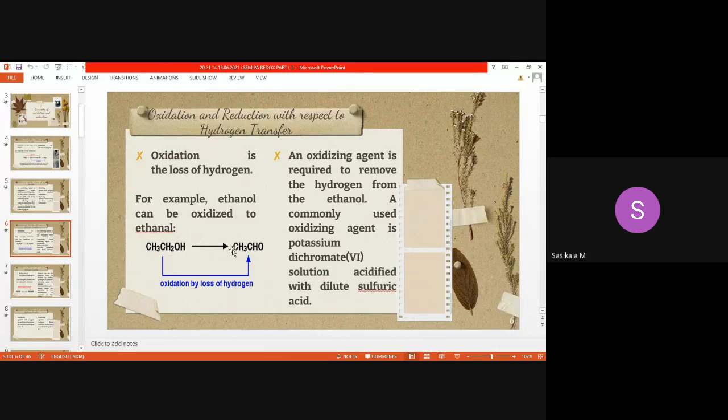And this hydrogen will be converted to a water molecule. Hope you have learned this reaction in chemistry. Alcohol conversion to aldehyde is the example of oxidation as per the hydrogen transfer concept. Here an oxidizing agent is required to remove the hydrogen from the ethanol. So to remove one molecule of hydrogen, we need to use some oxidizing agent.